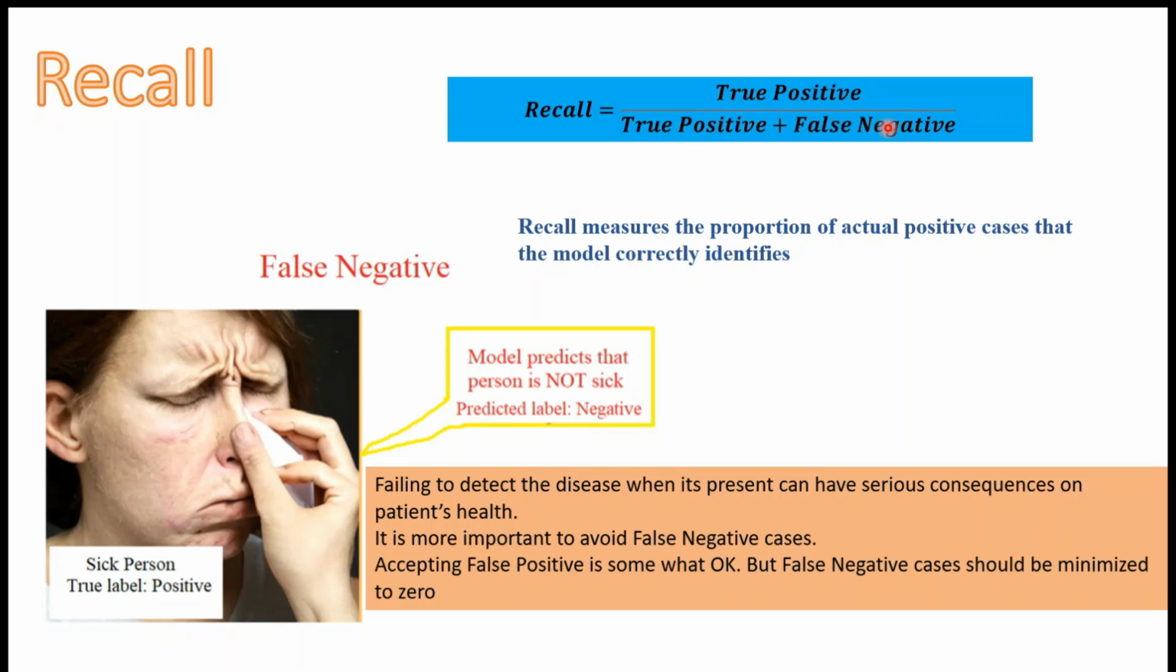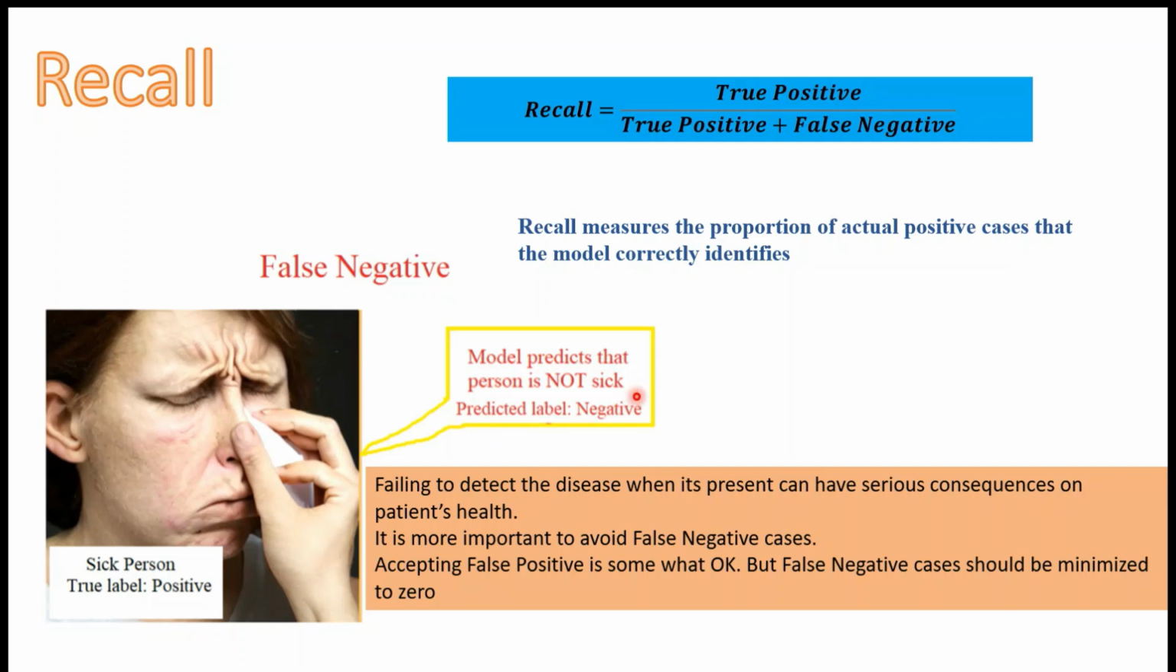So now we know that a false negative case is one when the actual label is positive but the model wrongly predicts it as negative. If you add true positive and false negative cases, you get the total number of actual positive cases, and out of them, how many are correctly classified as positive by the model. This is what recall captures. So now let's try to understand the consequences of having a larger number of false negatives. We'll take this particular example.